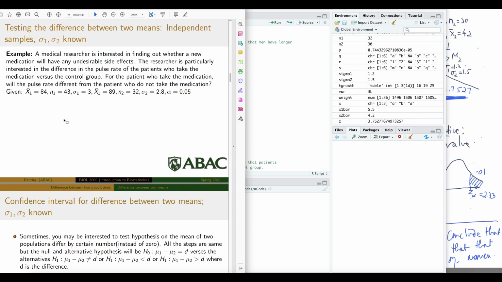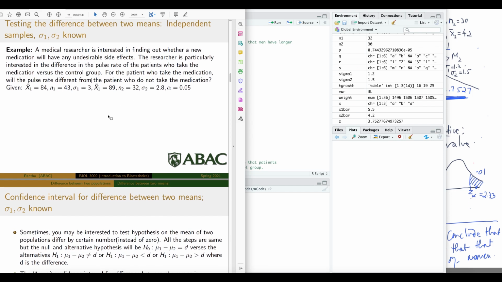Let's read the question and then decide. Okay. A medical researcher is interested in finding out whether a new medication will have any undesirable side effect. The researcher is particularly interested in the difference in the pulse rate of the patients who take the medication versus the control group. Take the medication versus not taking the medication. For the patient who take the medication, will the pulse rate be different? So this is the two-tail, right? It says different from. The patient who do not take the medication, these are the given information there.